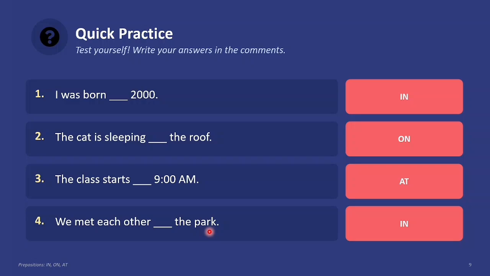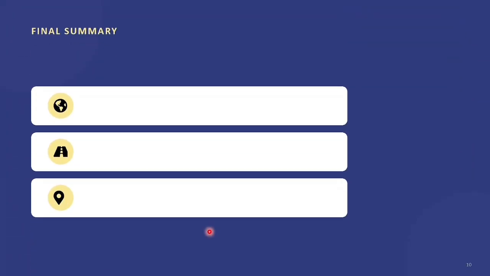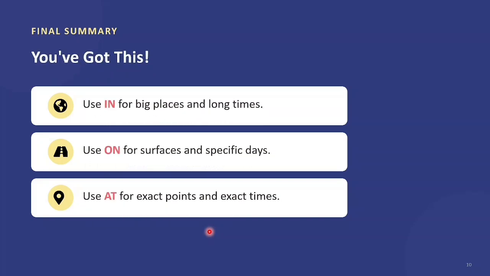So these are all about today's lesson, and I hope you all get something. We have a final summary. We learned that we use "in" for big places and long times, "on" for surfaces and specific days, and "at" for exact points and exact times.